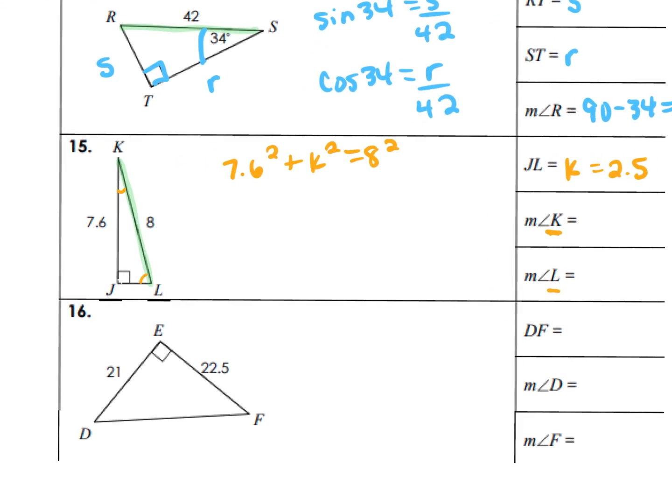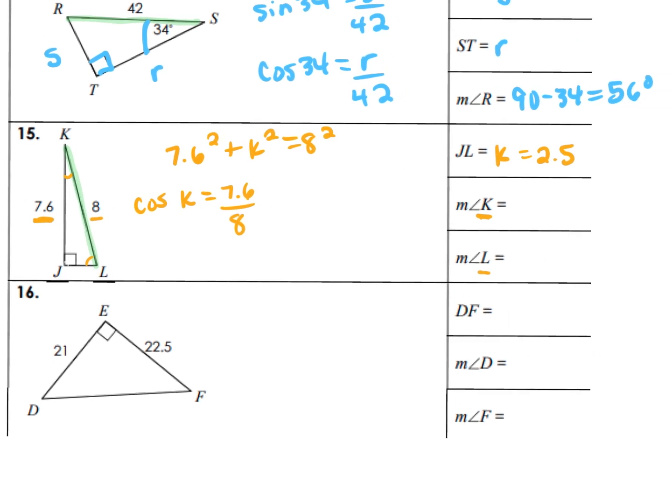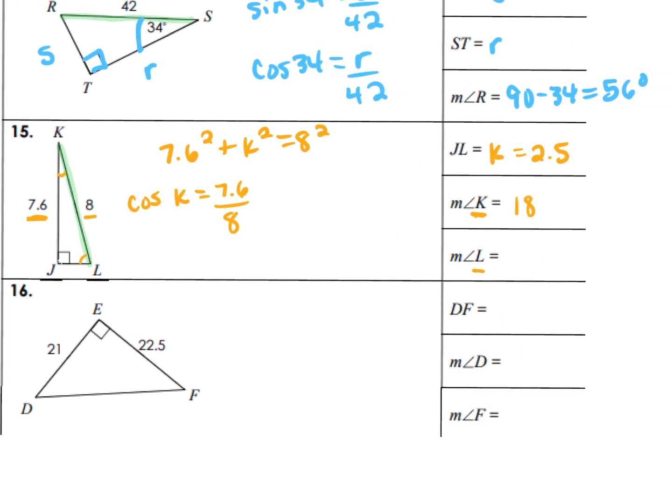Okay, if I want to find angle K, and I'm given this side and the hypotenuse, which trig function do I need to use? That looks like a cosine, doesn't it? So cosine of K is 7.6 over 8. And so now to get my angle measure, I'm going to do inverse cosine of 7.6 divided by 8. And so that gives us that this angle is 18.2 degrees.